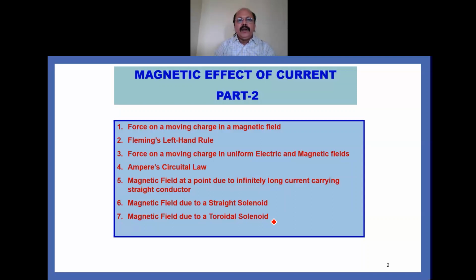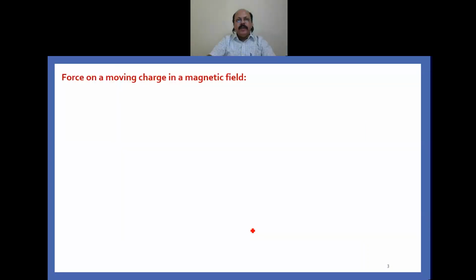Then Ampere circuital law. After that, magnetic field at a point due to infinitely long current carrying straight conductor. This is the application of Ampere circuital law. Another application is magnetic field due to straight solenoid. And the next one is magnetic field due to toroidal solenoid, that is toroid.